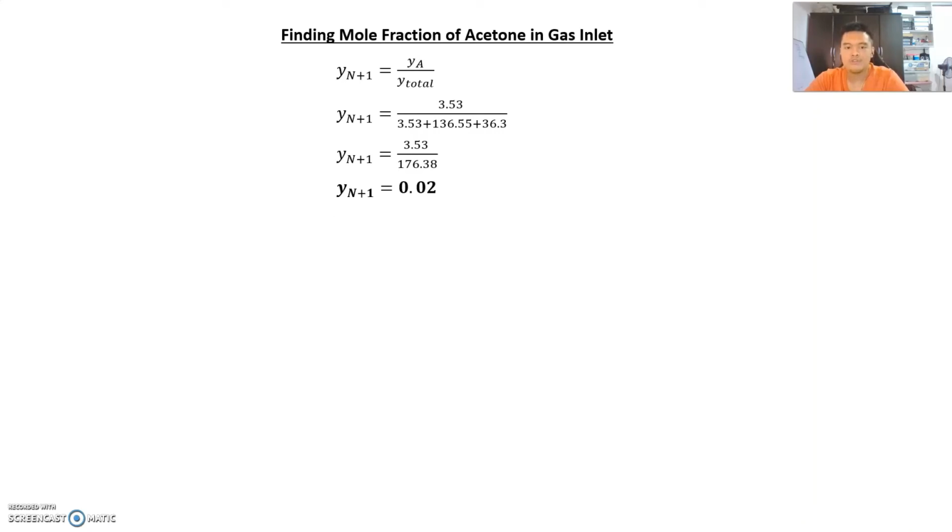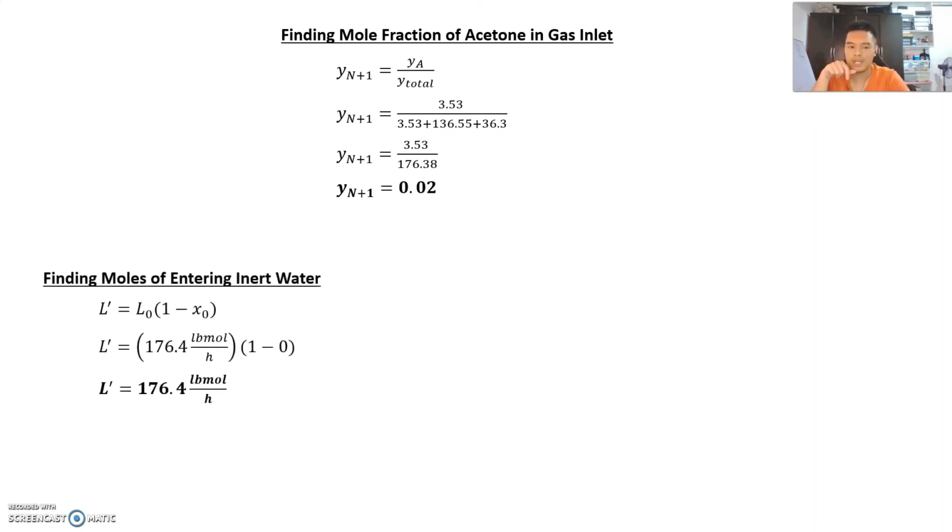Then, how to find the mole fraction of acetone in the gas inlet. So this is the equation. The mole fraction is simply the number of moles of gas, of acetone, over the total moles. So this is what we calculated.